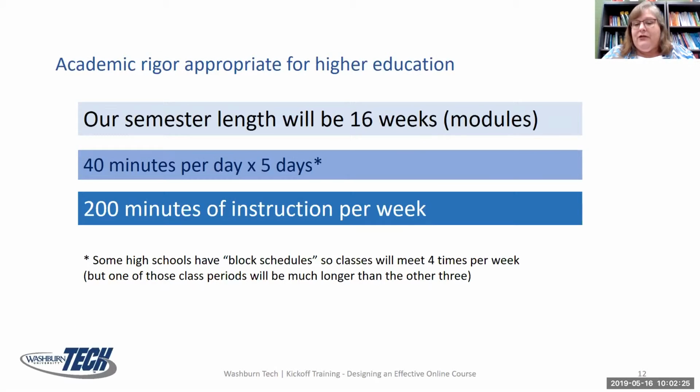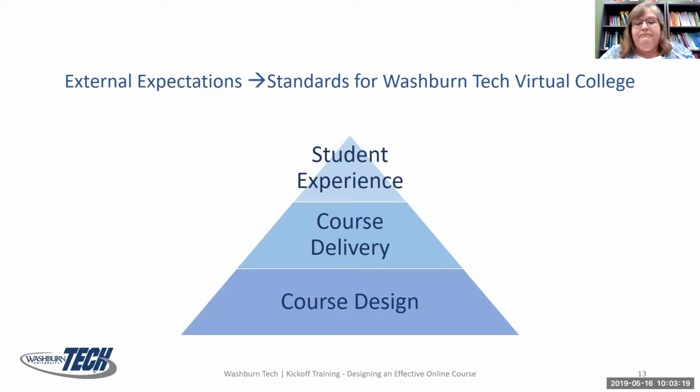We'll have 16 modules. Each week of instruction is 1 module. And we're planning on 40 minutes of instruction per day times 5 days, which would give us a total of 200 minutes of instruction per week. Some schools have block schedules, so that means those high schools will only meet 4 times a week. On average, students are going to get 200 minutes of instruction per week. So those are the expectations that come from external agencies.